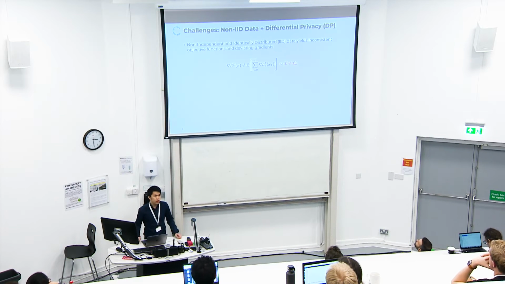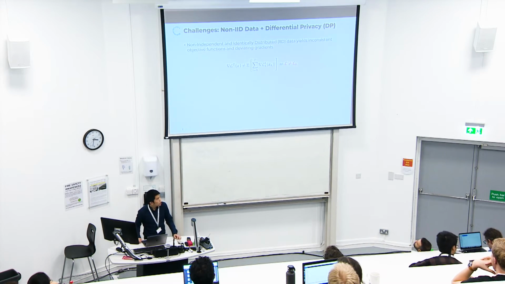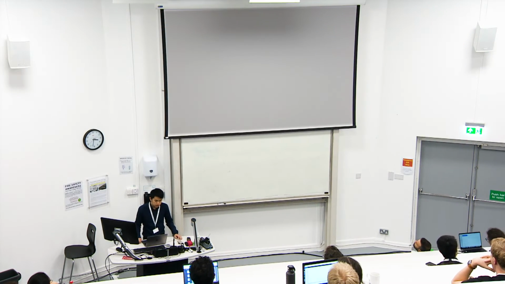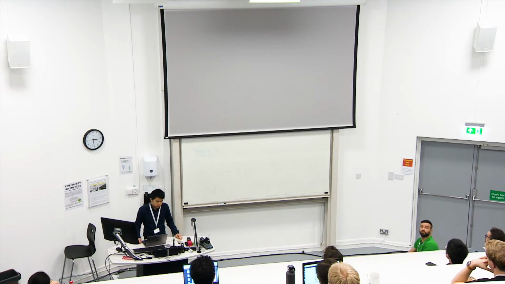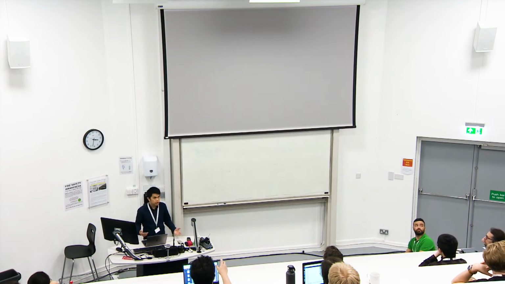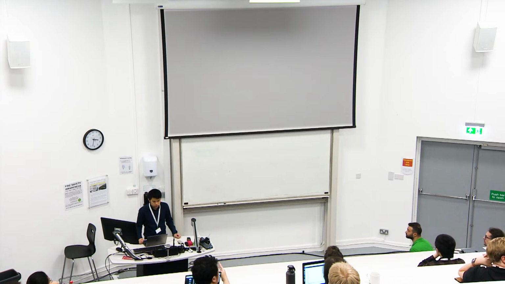While it sounds quite promising and has actually been implemented in many real-world applications, it is still facing a lot of challenges. One of the most critical ones is optimization over non-IID data and also differential privacy. Non-IID data would typically yield inconsistent objective functions and also deviating gradients.